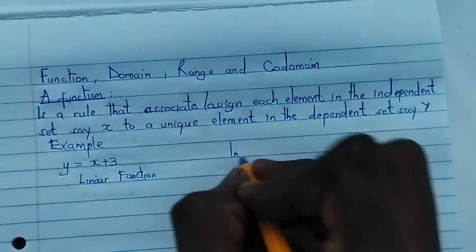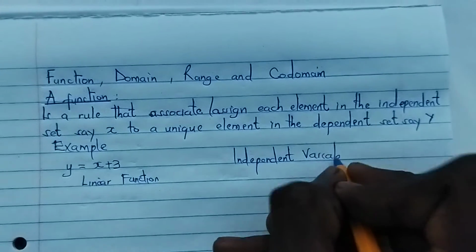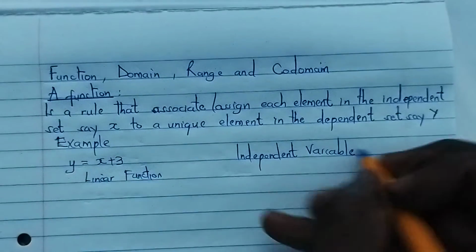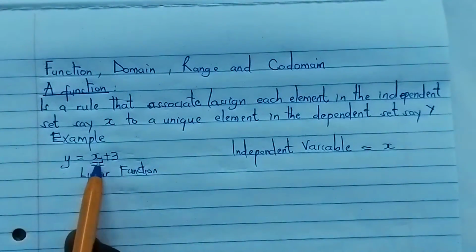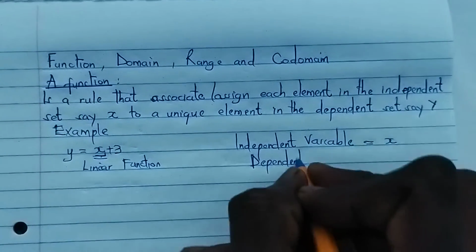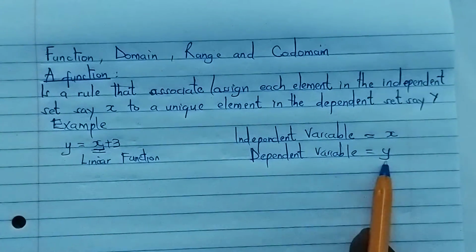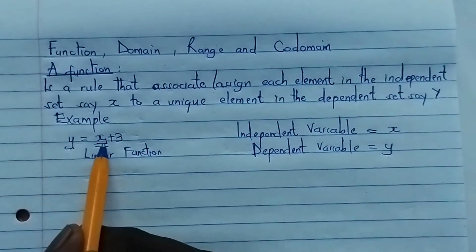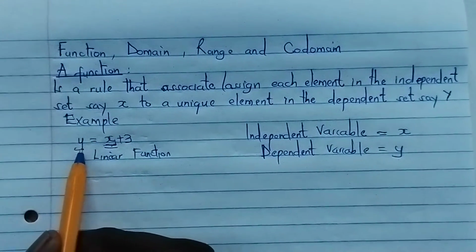Now, when I talk of independent variable, I mean a variable in the independent set. For example, our independent variable in this function is x, while the dependent variable is y. Why are we saying y is a dependent variable? Because for you to know the value of y, you must know the value of x.